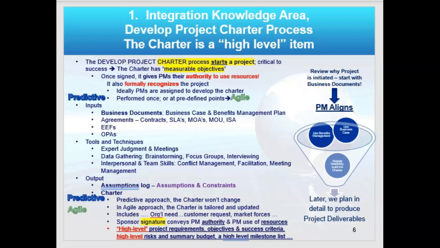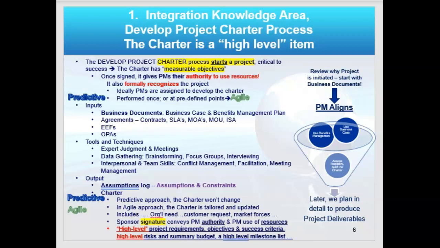We have our inputs, tools, and techniques and outputs like we do any process. Our inputs, notice our business documents. Those are what we got from the C-suite. Remember, if we could have been in the meeting, would have been great. We hope we get invited, but if not, ask for them. Any agreements also that have been created, that could be a formal contract or some sort of service level agreement, things like that. And EEFs and OPAs always.